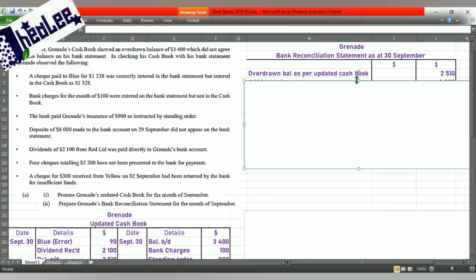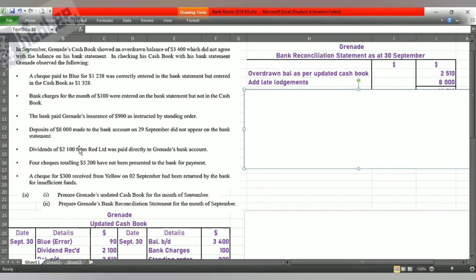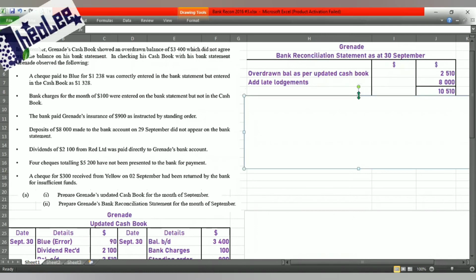Because we're working with a positive figure, then instead of adding unpresented checks, we're going to add late lodgement. So the late lodgement of $8,000, and remember, after combing through the question, this was the late lodgement. Deposit of $8,000 made to the bank, but it did not appear on the bank statement. When you add those two figures together, you get $10,510. From that, now we're going to less unpresented checks.